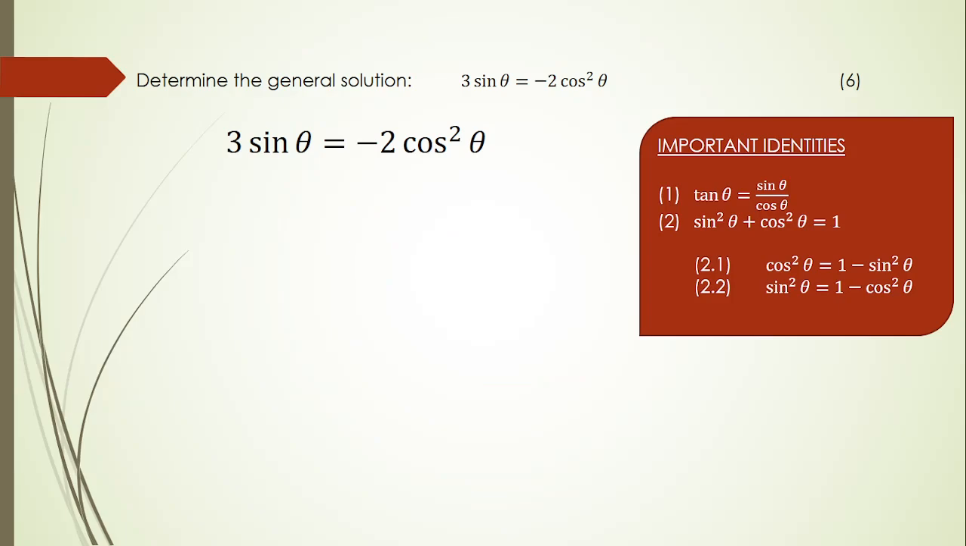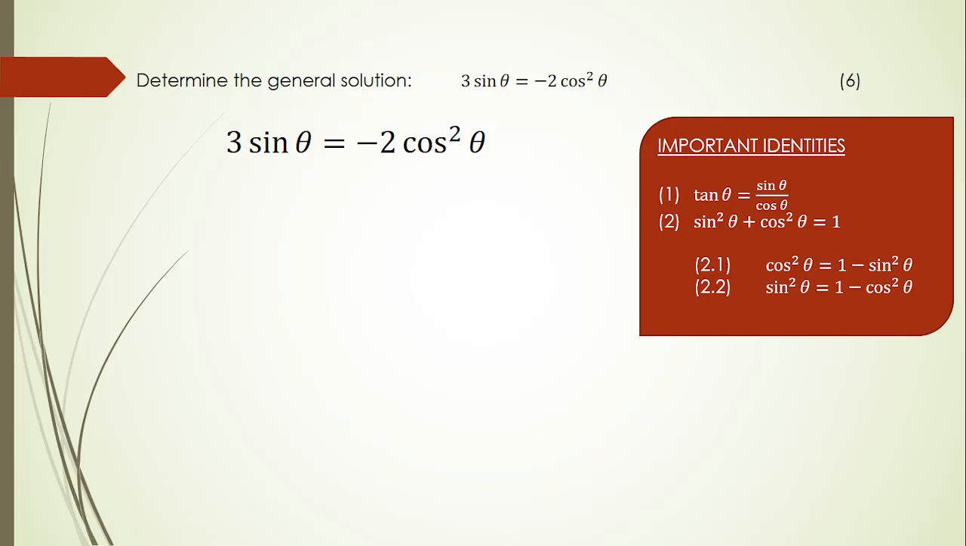Okay, let us look at the first one here. The question is going to say, determine the general solution. The question is: 3 sine theta is equal to minus 2 cos squared theta. And we've got our important identities that we are aware of. Tan theta is equal to sine theta over cos theta. Sine squared theta plus cos squared theta is equal to 1. And the two variations of how we can manipulate that second equation to suit us.